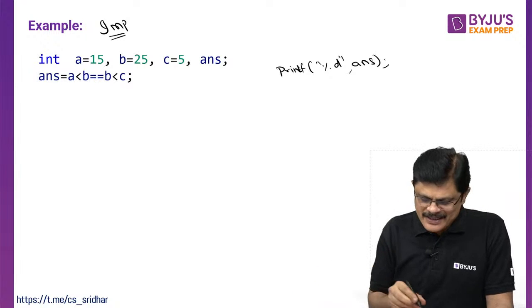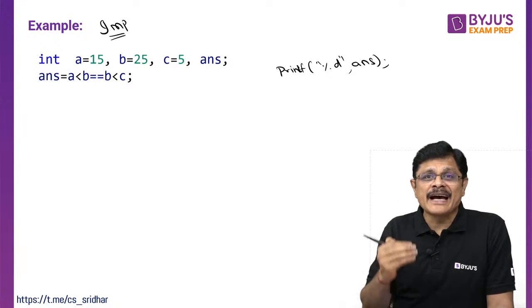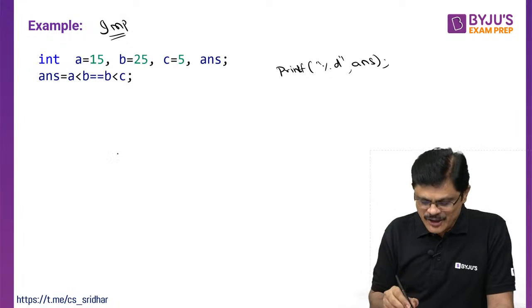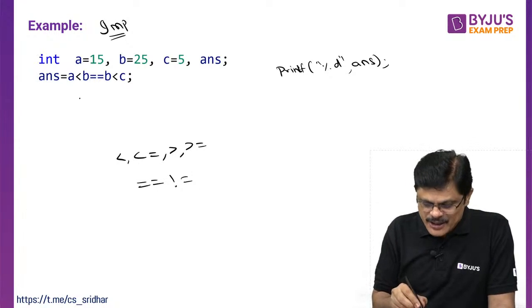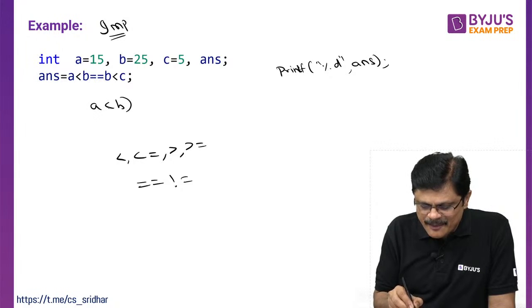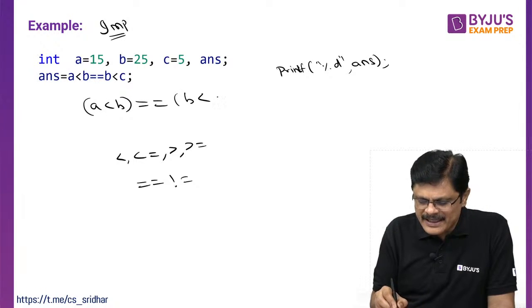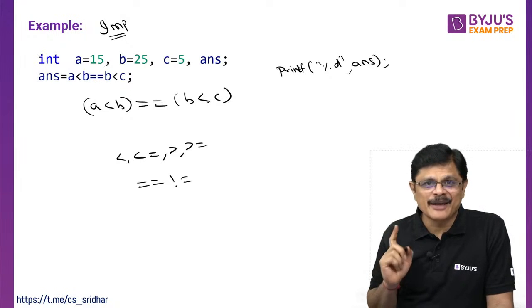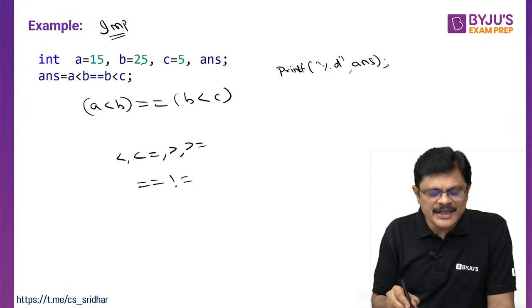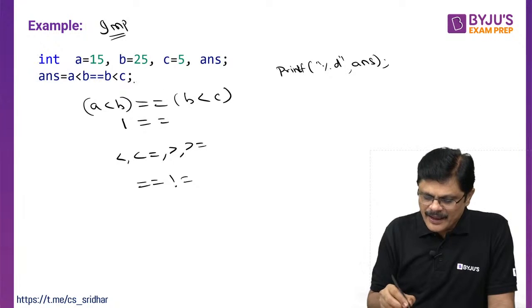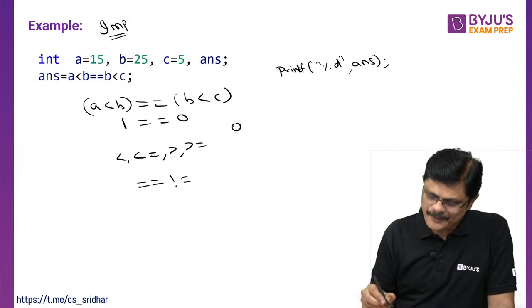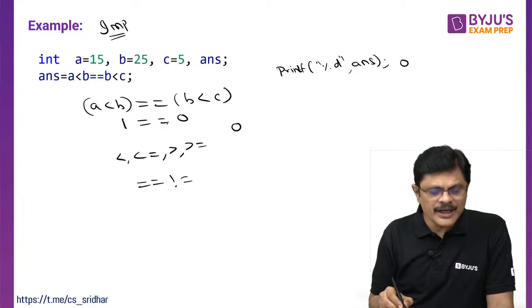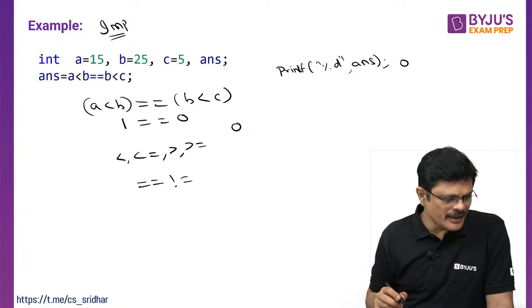Let us see. See, my dear friend, here equal to has lower precedence than less than. Less than or equal to and greater than or equal to have the same precedence, and equal to and not equal to have lower precedence. So this is evaluated like this: A less than B equal to B less than C. So A less than B, 15 less than 25 is true. Now 25 less than 5 is false. Is 1 equal to 0? No, so 0 is the answer, because 1 is not equal to 0. So the answer will be 0, my dear friend. Very good, sir.